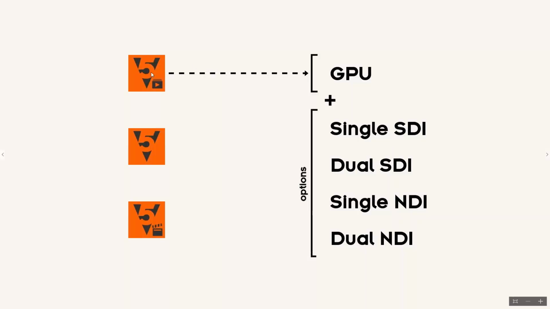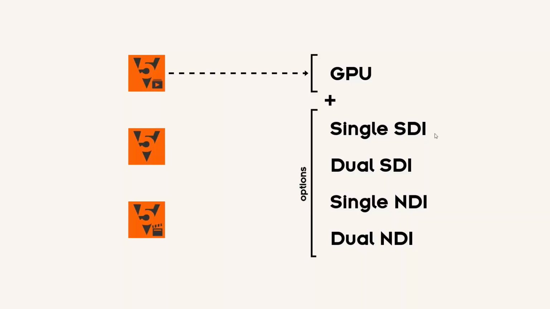By default, all these three options contain a license for GPU output so that you can output on your graphics cards. And if you'd like to, you can add options to those like single SDI, dual SDI, or the same for NDI. And that's basically it. As I said, more details can be gotten from sales@ventuz.com. I think this is it for the licenses.